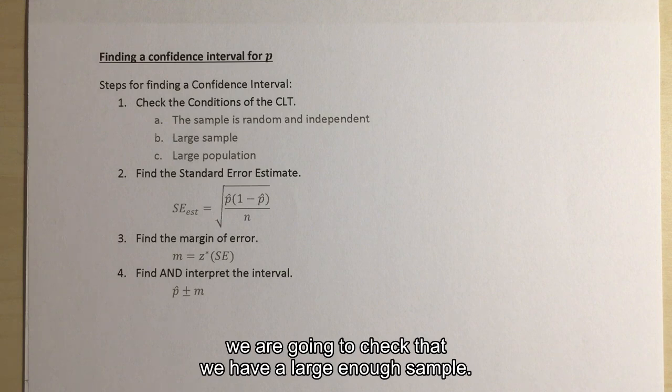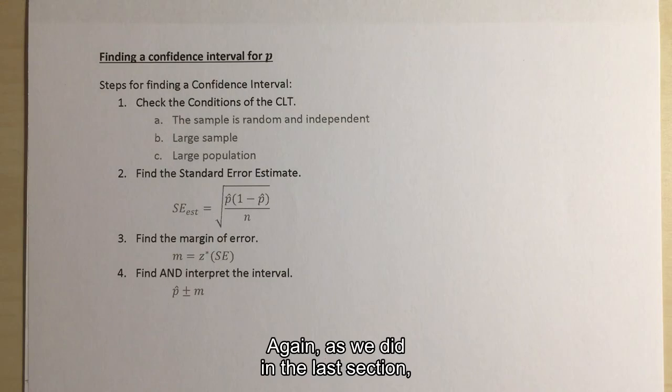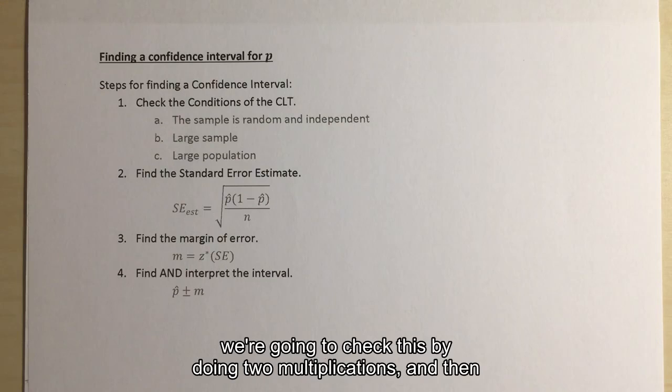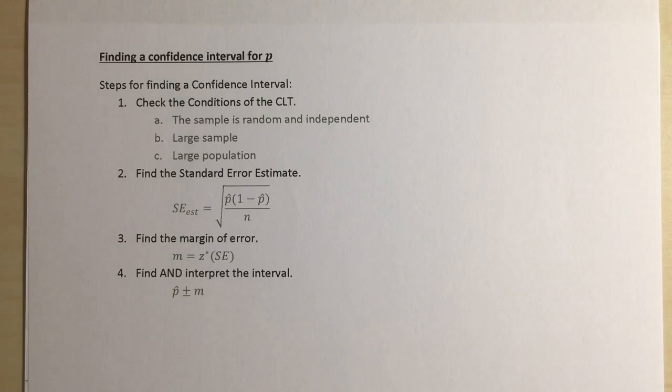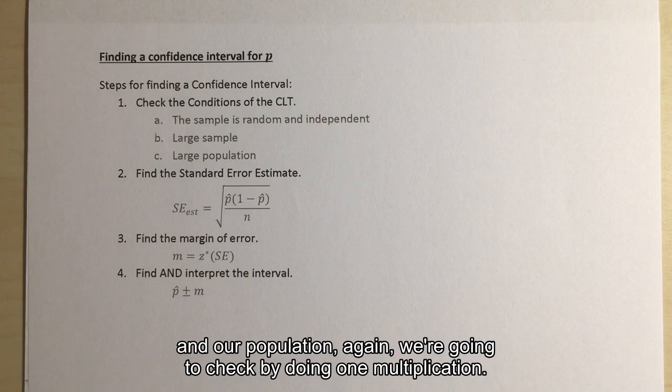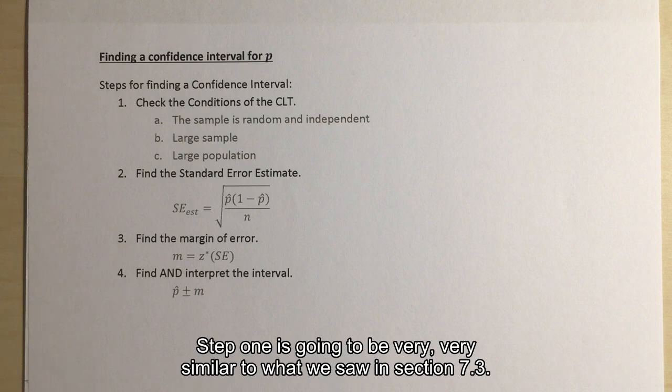We are going to check that we have a large enough sample. Again, as we did in the last section, we're going to check this by doing 2 multiplications. And then we're going to check that we have a large enough population. And our population, again, we're going to check by doing 1 multiplication. So step 1 is going to be very similar to what we saw in section 7.3.